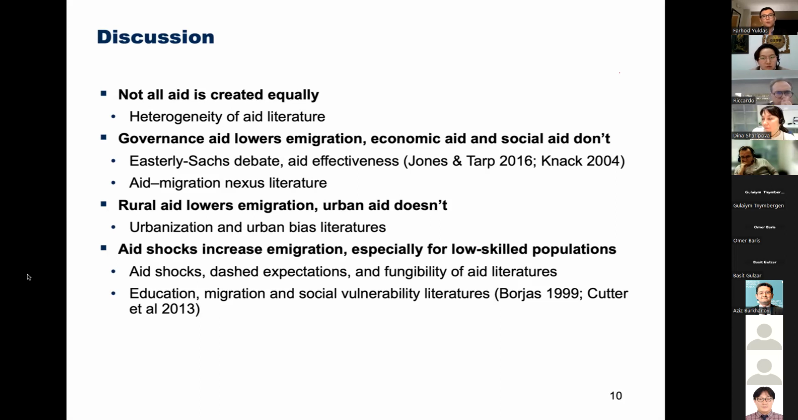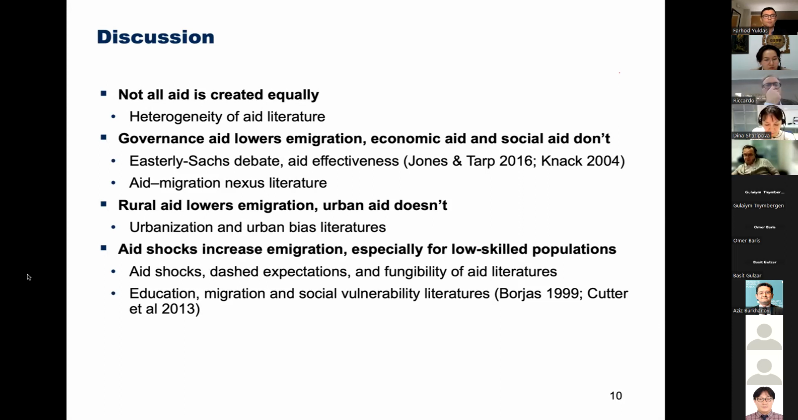And this also sits well within the aid migration literature, especially by scholars like Clemens and de Haas, who have pointed out that there could be different sorts of impacts and outcomes in terms of how aid might be related to migration. And in terms of rural aid versus urban aid, we did look at why rural aid might be associated with lower immigration, whereas urban aid doesn't, and looked at the preferences of rural versus urban populations, as well as capabilities of rural versus urban populations.